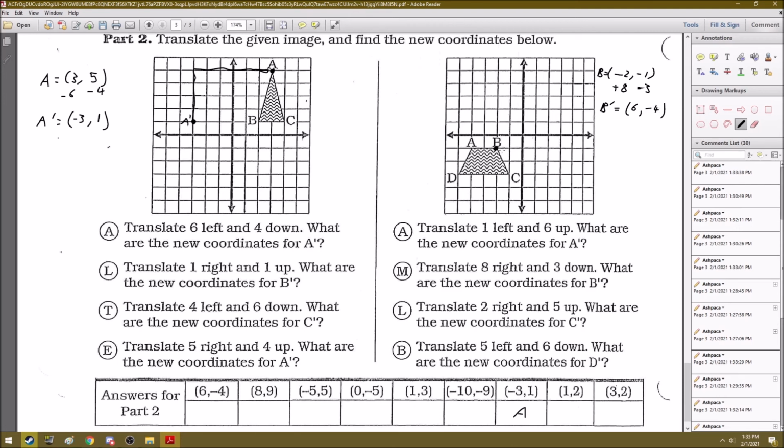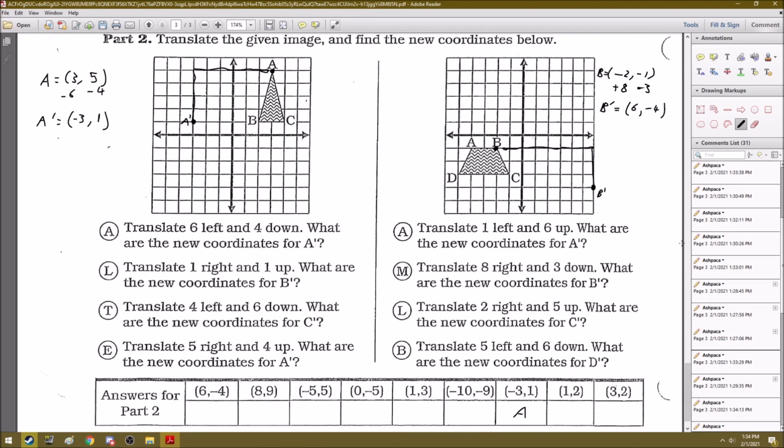And once again, the other way we can do it, and a good way to check, is counting those squares. So B is here, we want to count 8 to the right. So we'll go 1, 2, 3, 4, 5, 6, 7, 8, sorry. And then down 3, 1, 2, 3. And so B prime should end up around the edge of the graph. So it's 8 to the right, 3 down, and if we count the coordinates, we should have 1, 2, 3, 4, 5, 6, and -1, 2, 3, 4. So 6, -4, and B prime.